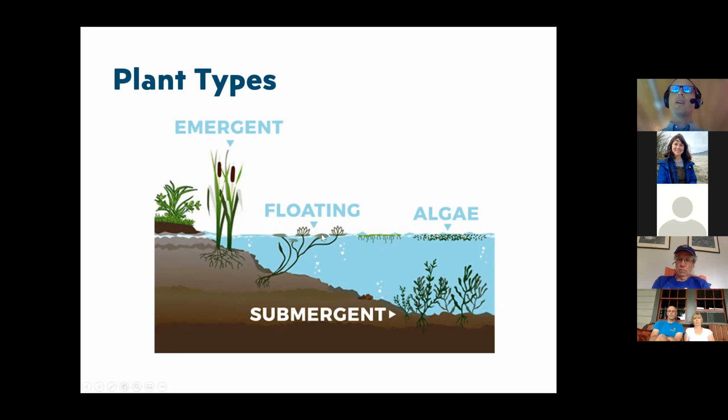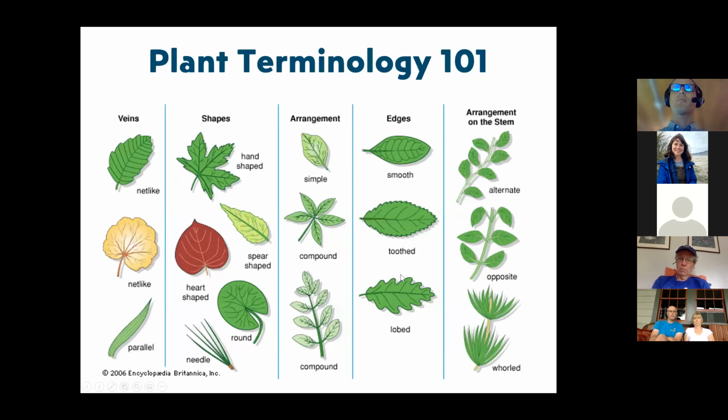Although usually they do put some flowers or fruiting bodies above there at one point of the year. So those are the different types, and those are really key for helping to identify different plants. So emergent, floating, and submergent. You'll hear that a lot.